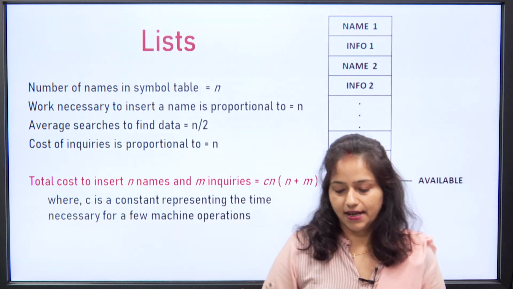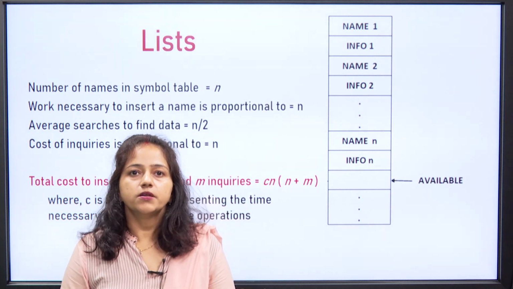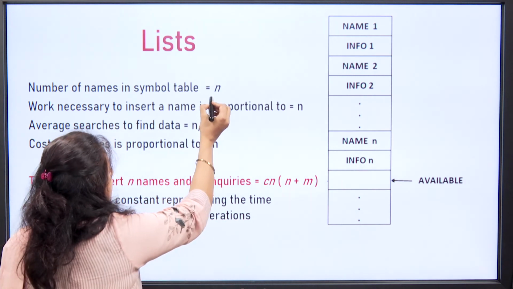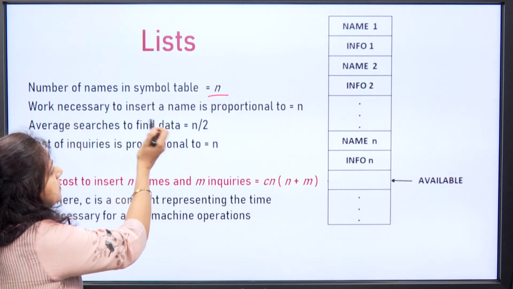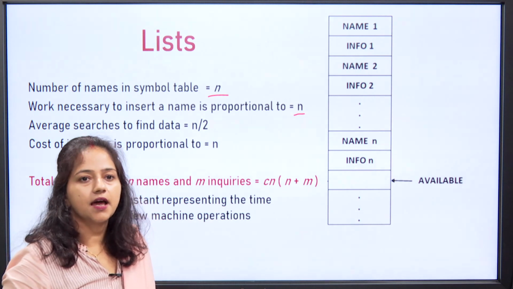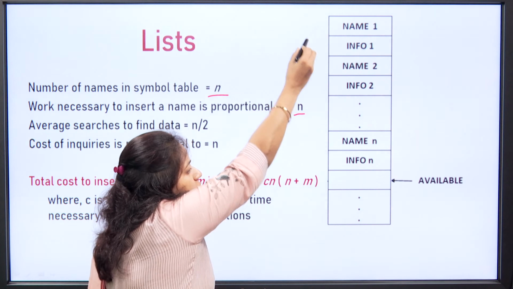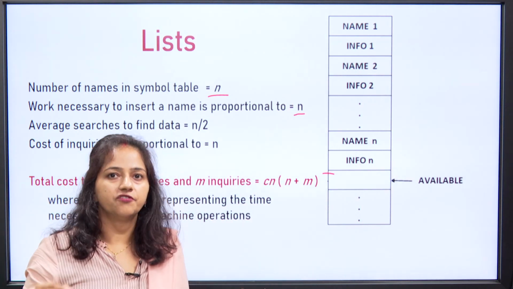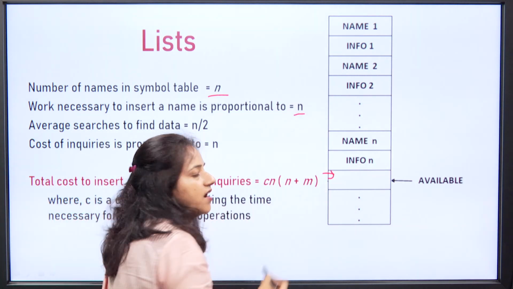Now, we will analyze the efficiency of the list type of data structure. Suppose the number of names in the symbol table is n. So, the number of records in the symbol table is n. The work necessary to insert a name is proportional to n. For inserting a name, first we will traverse this list from the top till this location. So, we will traverse the records one by one, and if it is not in the list, only then that particular record will be inserted.